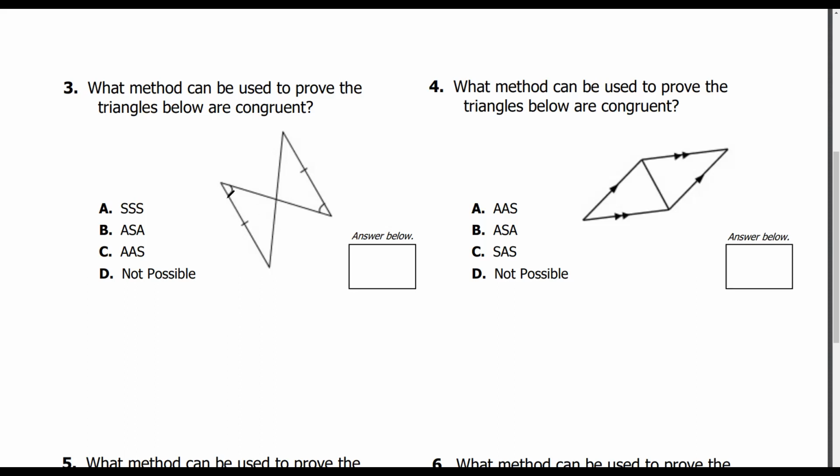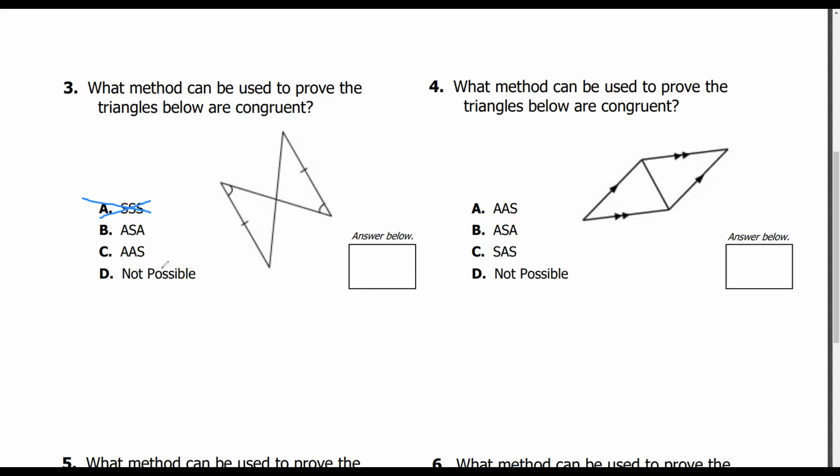So right here, what method can be used to prove that the triangles below are congruent? Right off the bat, I'm given a side pair, a pair of congruent sides and a pair of congruent angles. Because I'm given a pair of congruent angles, I'm not likely going to use side, side, side. I could, maybe, so I'll come back to that if I have to, but it doesn't look like I'm going to use that because I'm probably going to use the angle they've given me.